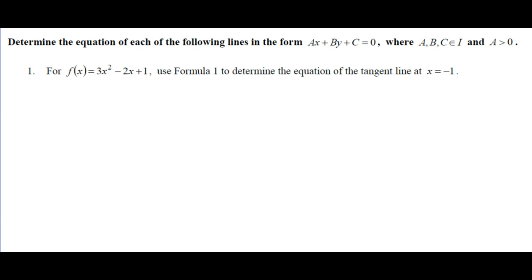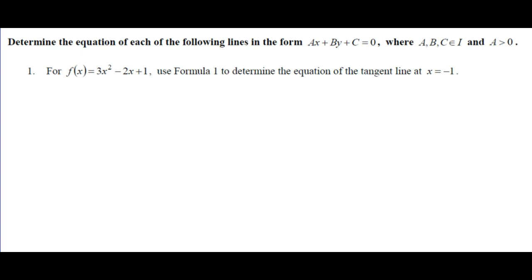All right, here we go. Determine the equation of each of the following lines in the form ax plus by plus c equals 0, where a, b, and c belong to the integers, and a is greater than 0. So you're not going to have 2/3 x plus, you know, we have to have integers. Okay, so we have the curve. If f of x is 3x squared minus 2x plus 1, use formula 1. I actually kind of like Formula 2, but in car racing, Formula 1. Use Formula 1 to determine the equation of the tangent line at x equals -1.